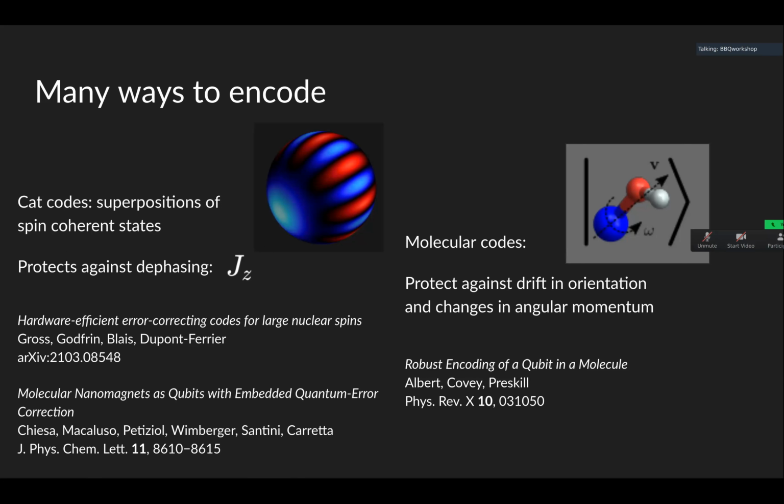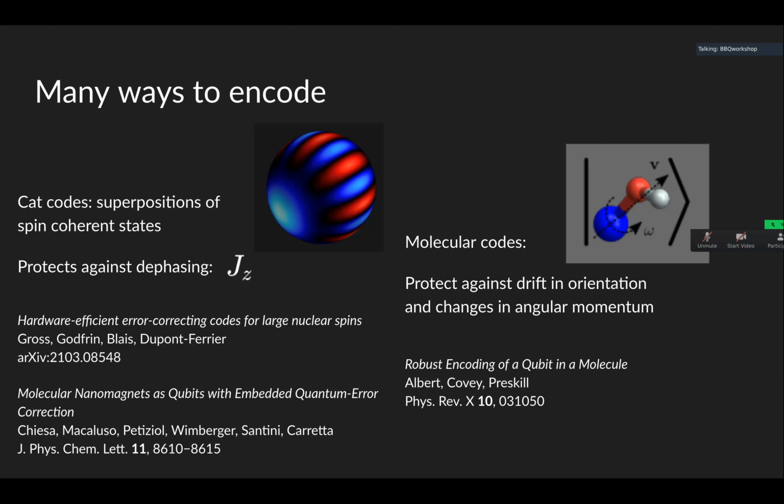Now, there's many different ways you can think of putting quantum information in a spin system. I've just highlighted two here. One is if you have a really biased noise channel, maybe you're only suffering from dephasing, you might want to use something like a cat code. There's several people working on things like this. If you're interested in working with the rotational degrees of freedom, you could do something like Victor's worked on with molecular codes.